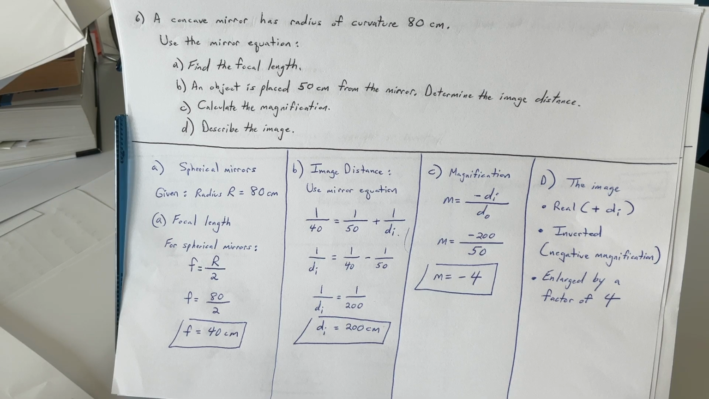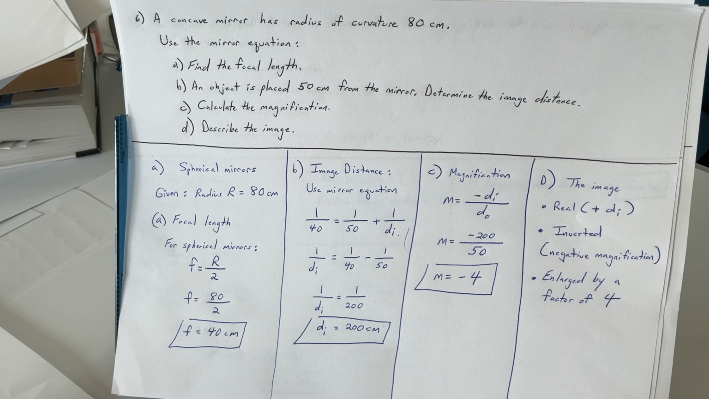Okay, the image distance, we're going to use the mirror equation. Set this up as 1 over 40. So let me read part B. Sorry about that. An object is placed 50 centimeters from the mirror. Determine the image distance. So from part A, 1 over f, 1 over 40, equals 1 over 50 plus 1 over d sub i. And solving for d sub i, we get 200 centimeters.